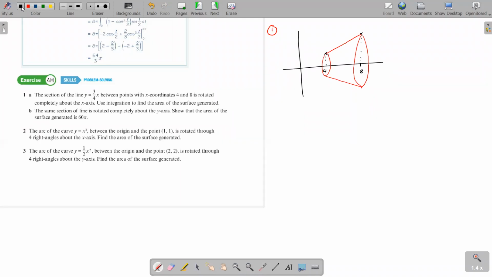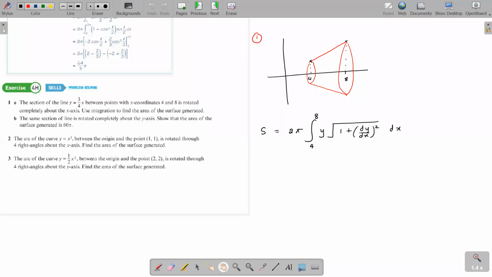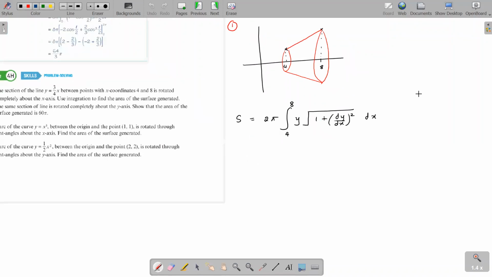So what's the equation we use? You can see it's a Cartesian equation, so we will use the Cartesian equation for rotation about the x-axis. So s equals, what is the equation? 2 pi times the integral of y times root of 1 plus (dy by dx) whole thing squared with respect to x, and then your x limits are from where to where? 4 to 8. Okay, so let's get it done. Let's get our dy by dx. So y is equal to 3 over 4 x, right? We can get our dy by dx.